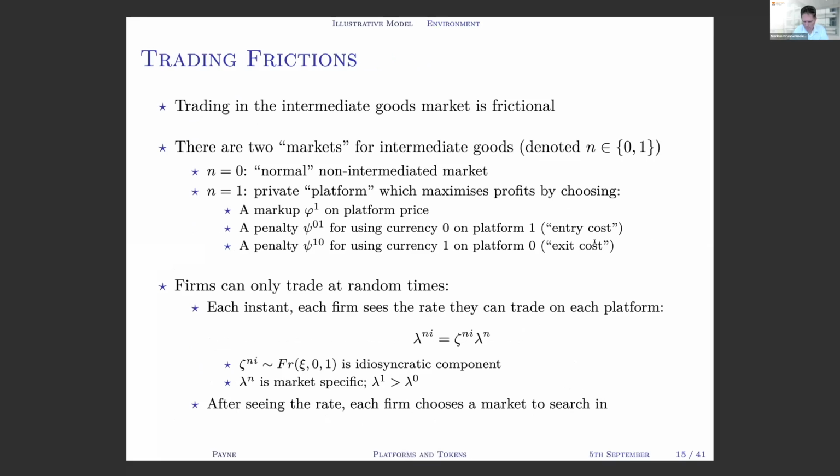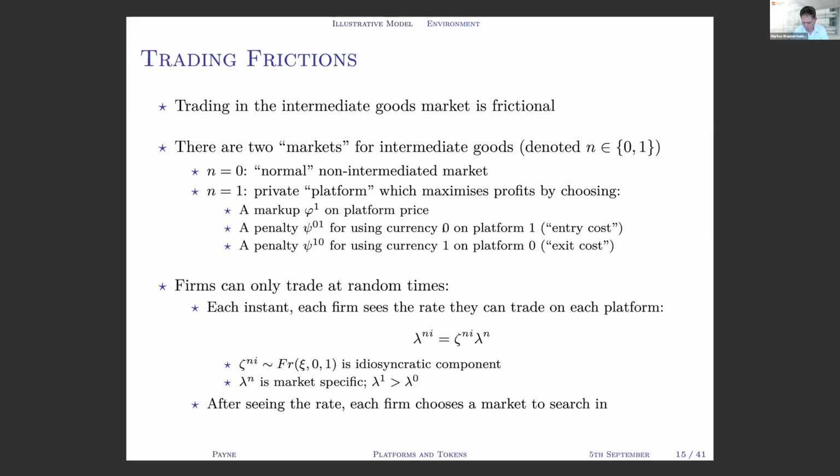Then the heart of the difficulty here is in the matching between the intermediate goods producers and the final goods producers. So the trading in the intermediate goods market is frictional in the sense that they have random participation. So there are two markets for intermediate goods. I'm going to use N for the markets and J for the currencies. So there's two markets. There's N equal to 0, which is the normal non-intermediated market, not run for profit, right? You just go there, you trade. It's perfectly, there's no optimization involved.